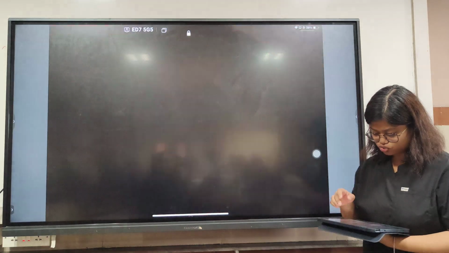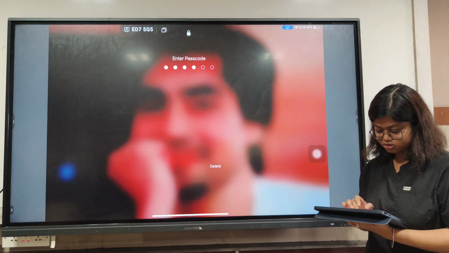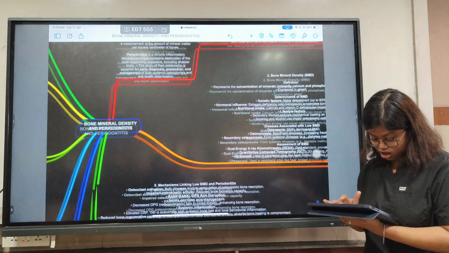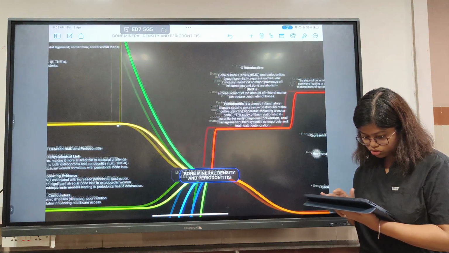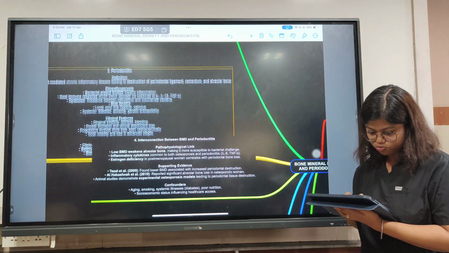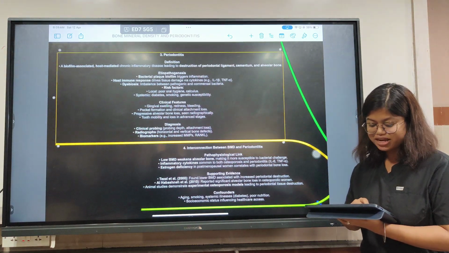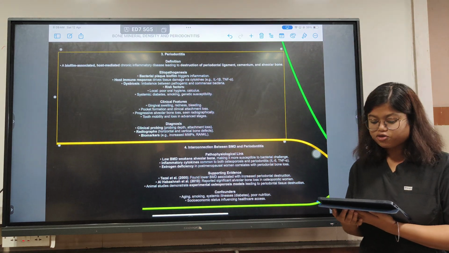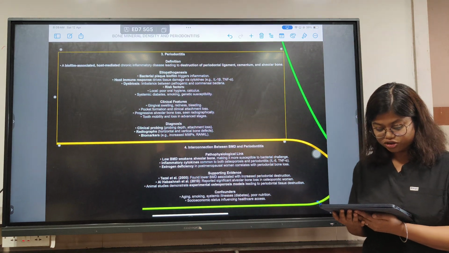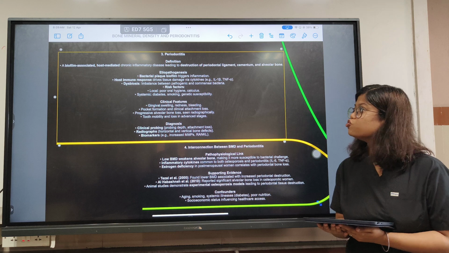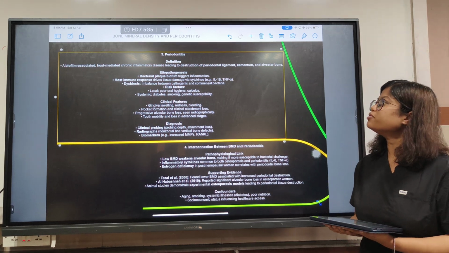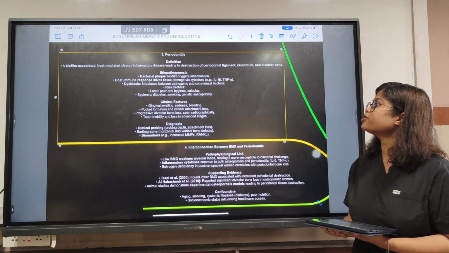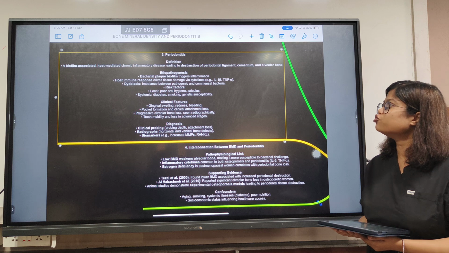So now coming to the factors and how it is linked to periodontitis. First, the periodontitis definition: a biofilm-associated, host-mediated chronic inflammatory disease leading to the destruction of the periodontal ligament, cementum and the alveolar bone.